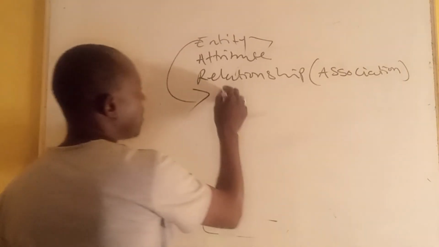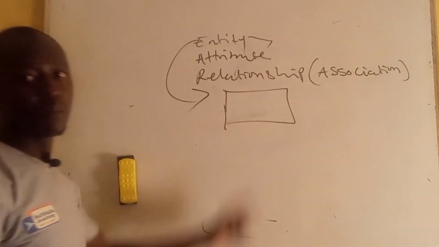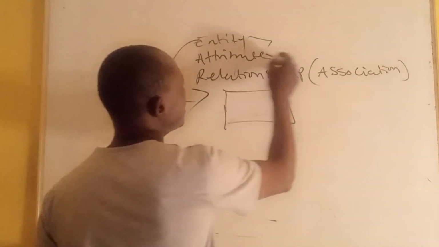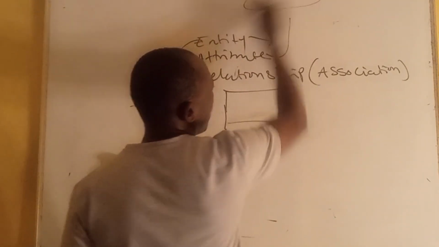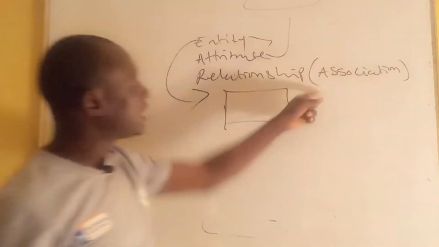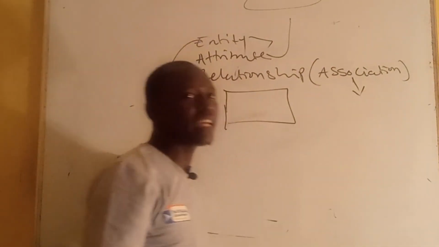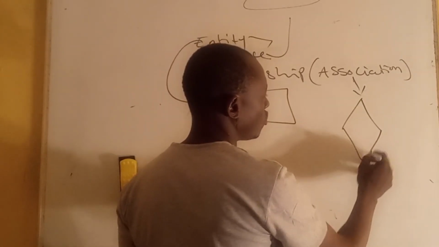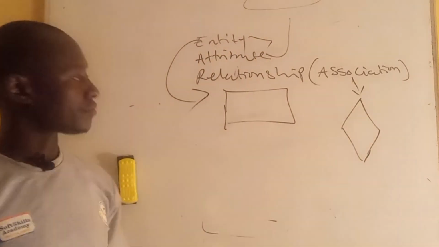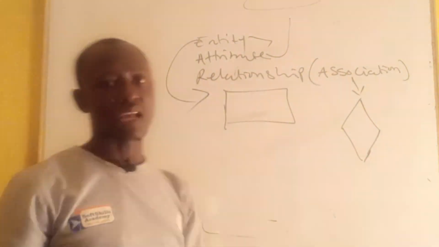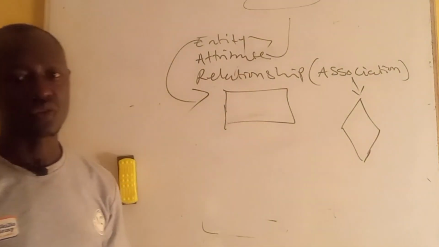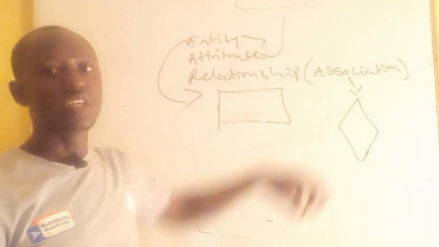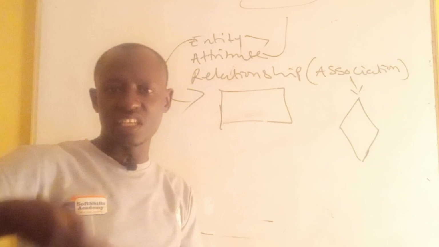In the entity relationship model, entities are represented by a rectangle, and the attributes are represented by ovals. Are we together? And the relationship is represented with a diamond shape. If you're good in programming, this is what is represented as our relationship or association.